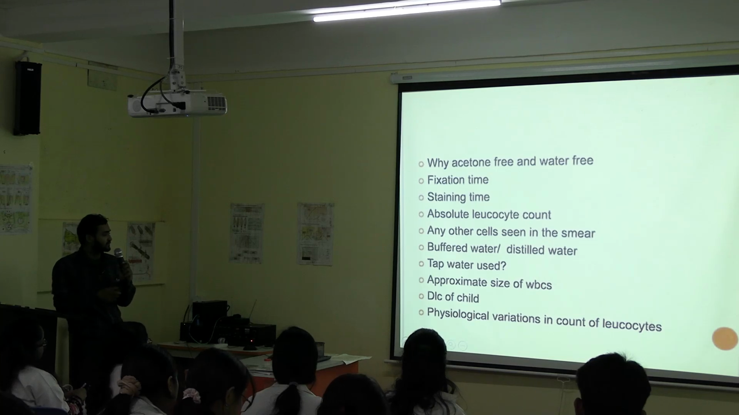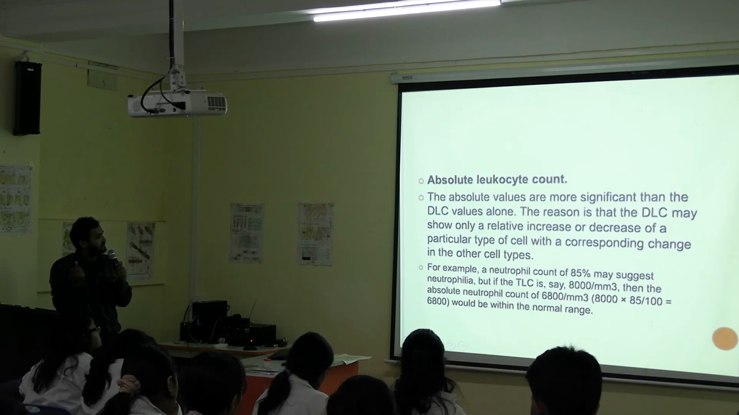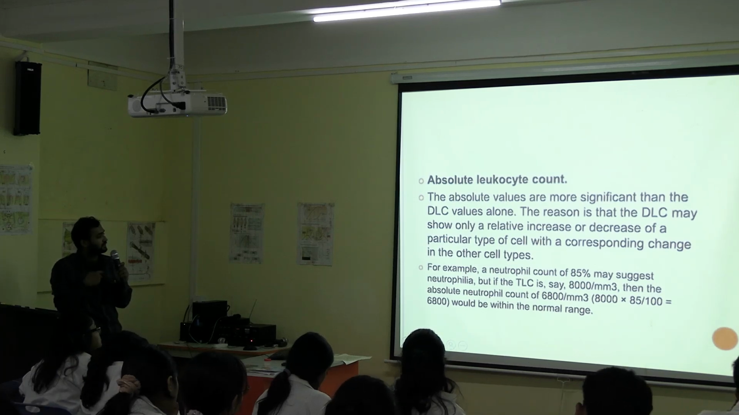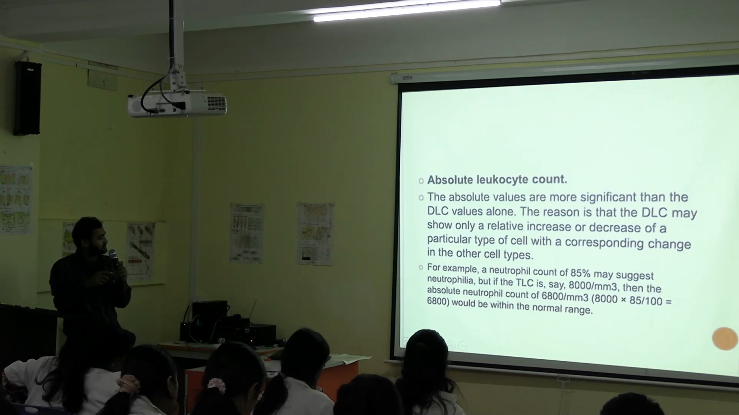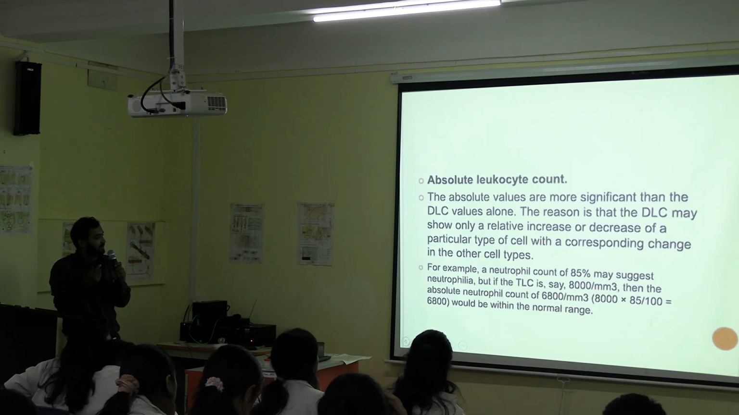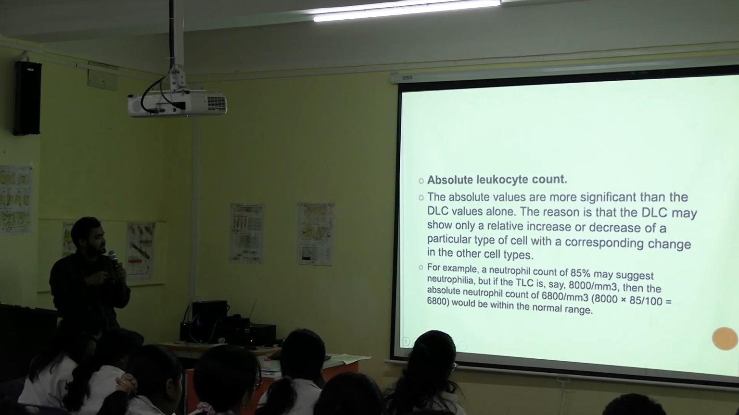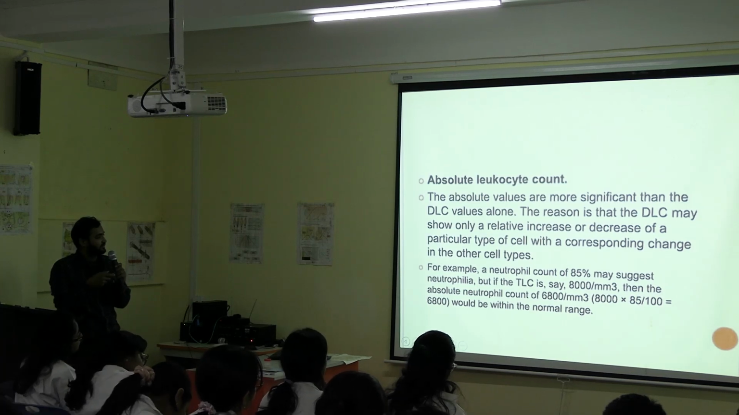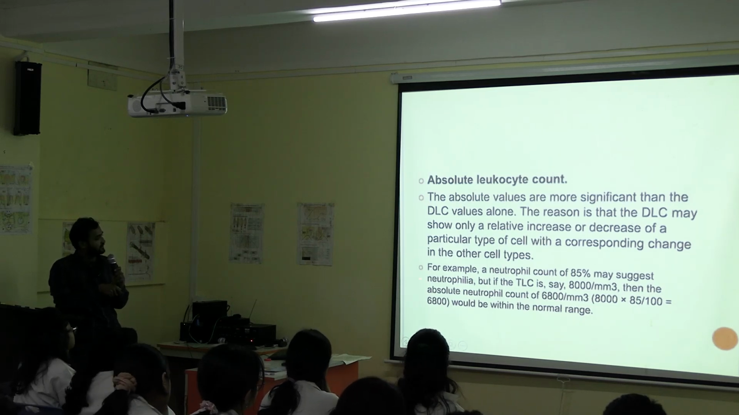It should be distributed equally. The absolute values are more significant than the WBC values. The reason is that the DLC may show only a relative increase in a particular type of cell corresponding to the change in the other cell types. For example, a neutrophil count of 85% may suggest neutrophilia, but if the TLC is 8000 per mm cube, then the absolute neutrophil count would be within the normal range. Do you understand this point?